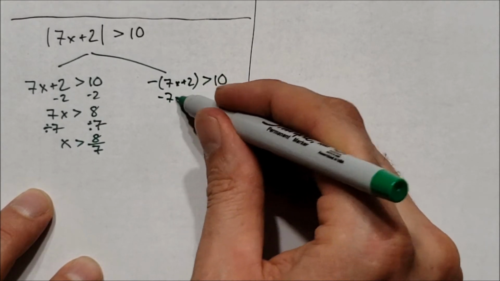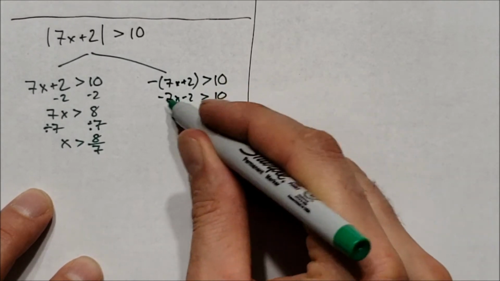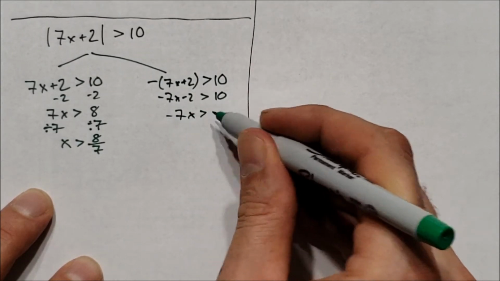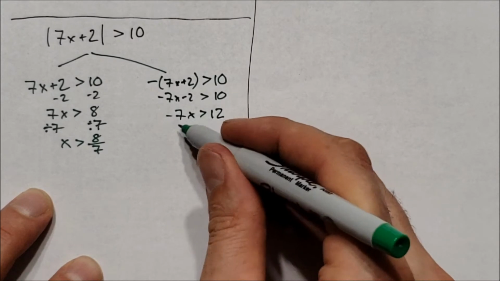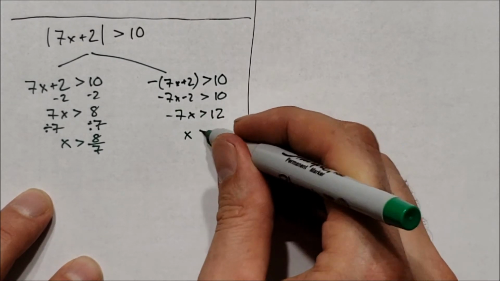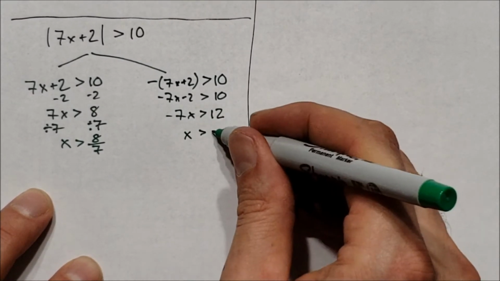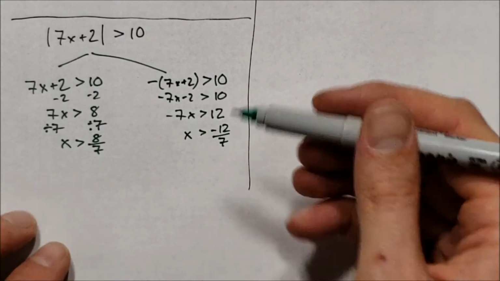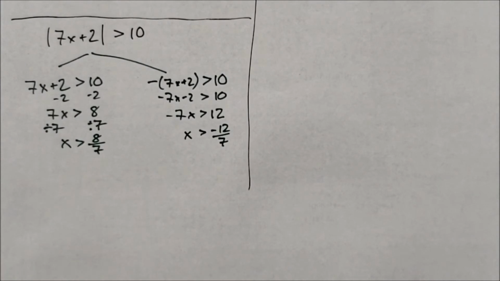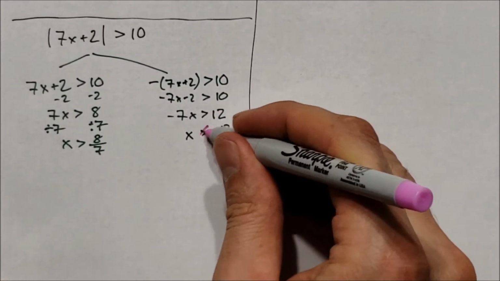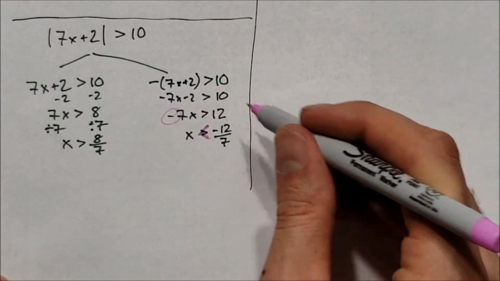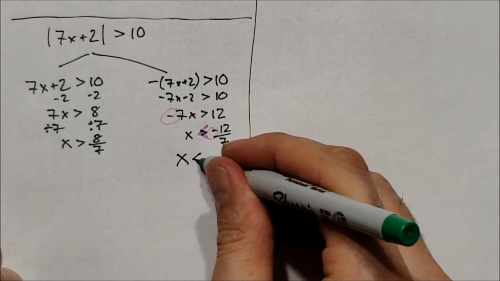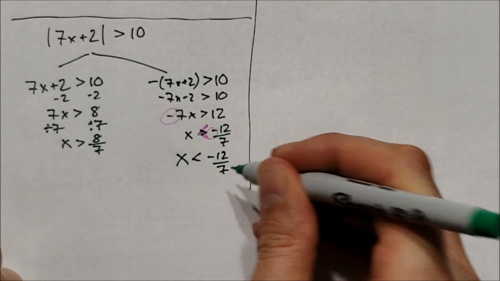We have negative 7x minus 2 is greater than 10 when we distribute the negative. Add 2 to both sides, we'll have negative 7x is greater than 12. And we'll divide by negative 7. But when we divide or multiply by a negative, we need to switch the direction of the inequality. So this is no longer greater than, it is now a less than, because we divided by that negative. So we'll have x is less than negative 12 over 7.